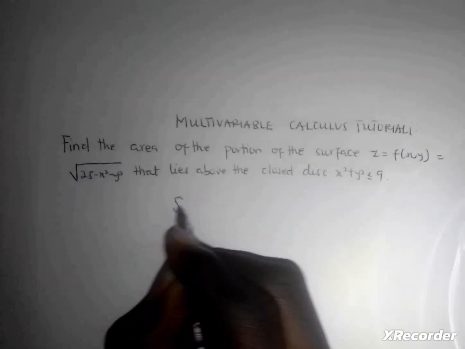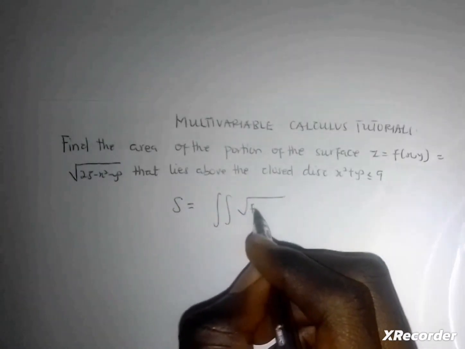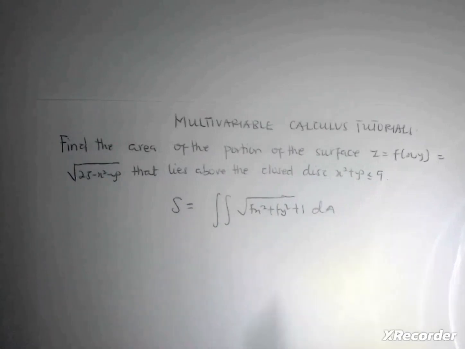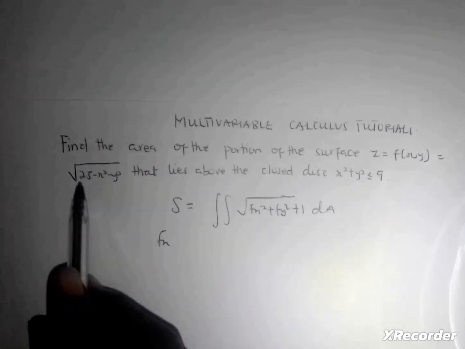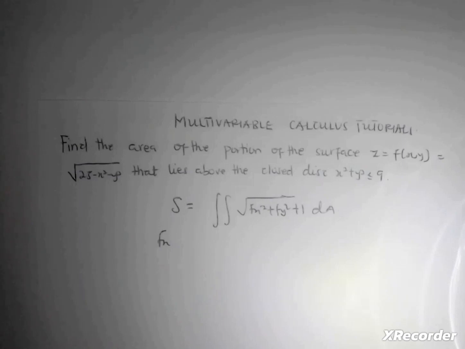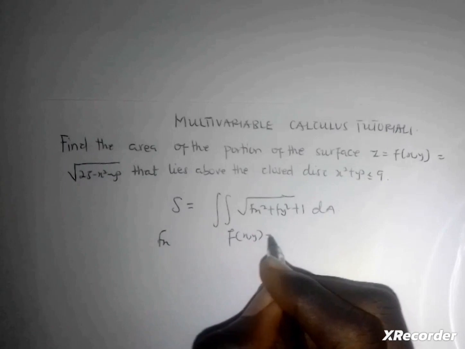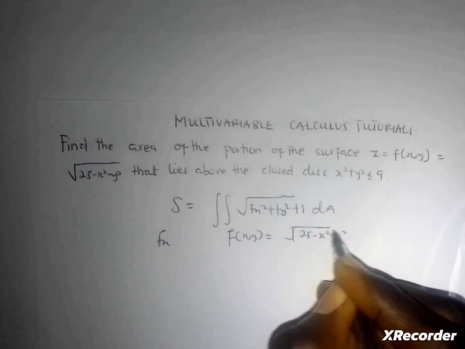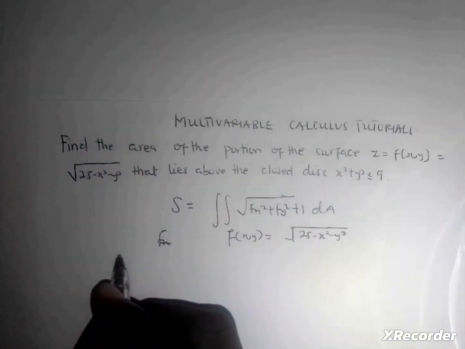So what is surface area? Surface area is simply the double integral of the square root of fx squared plus fy squared plus 1 dA, right? So the first thing is to find out fx, you find out fy. What is my fx? From my expression, my f of xy is equal to the square root of 25 minus x squared minus y squared. I'm going to find the partial derivative with respect to x, so watch closely.